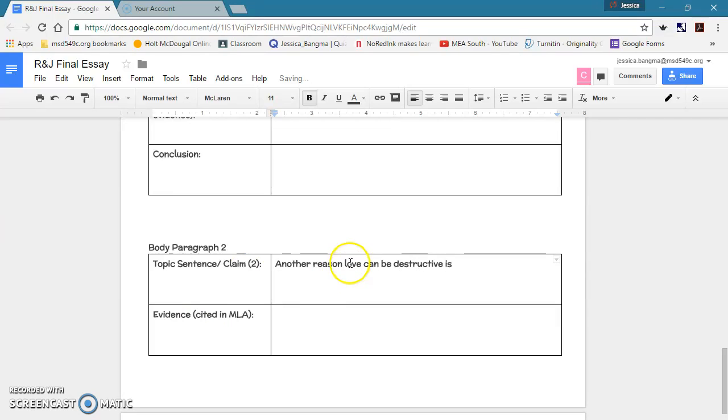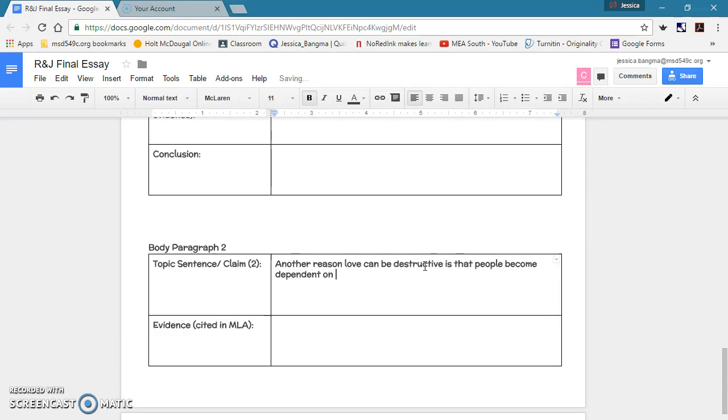so I've taken what I think the theme is, love is destructive. I've added this transitional phrase, because this is my next or another reason. And I'm going to place in my second reason from my thesis statement. People become dependent on the other person.